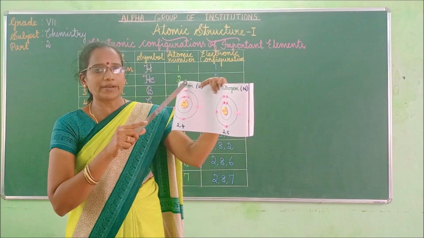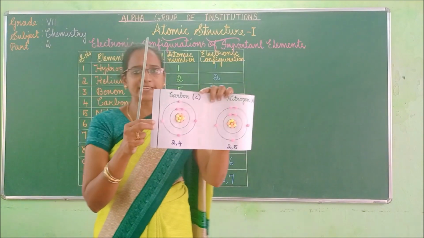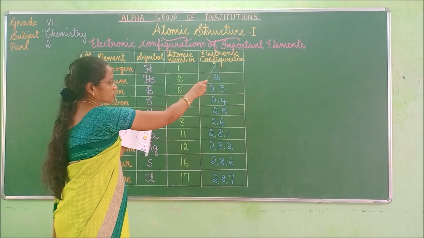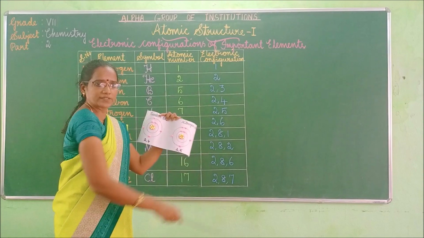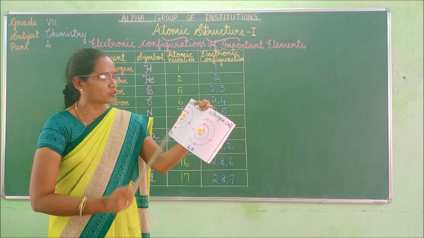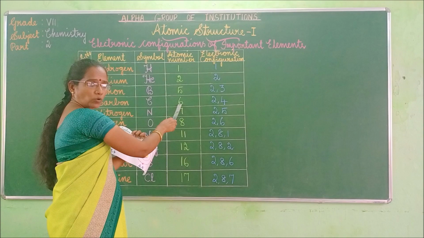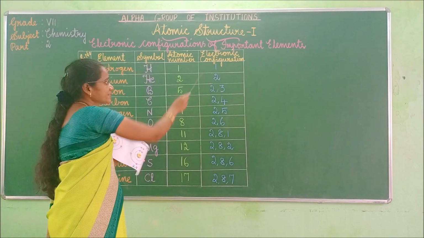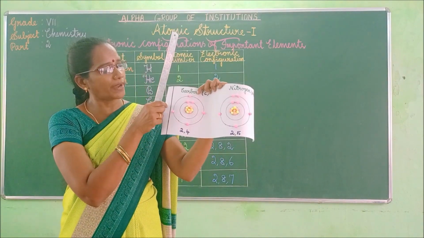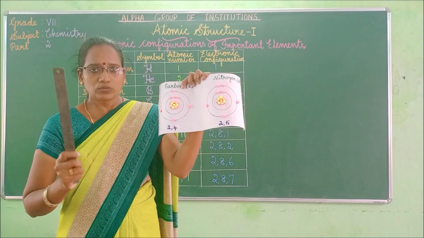So this is the carbon element. What is the atomic number of carbon? The atomic number of carbon is 6, isn't it? We already saw that the electronic configuration is 2, 4. So in the first shell 2 electrons and in the second shell 4 electrons will be there. So we are seeing the carbon atom now. Carbon atomic number is 6 and its electronic configuration is 2, 4. So see the first orbit. In the first orbit, how many electrons are present? 1, 2. 2 electrons are present.